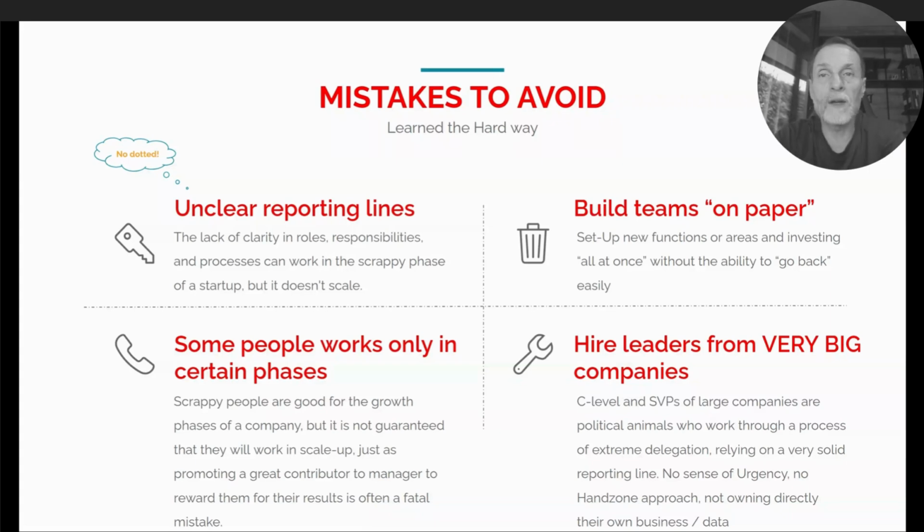Another mistake is hiring leaders from very big companies when you are not yet there, especially if there is a magnitude difference. I mean, if you are a $500 million company, you want to arrive at a billion, hiring a person that comes from a $2 billion company, it's okay. Hiring a person that comes from a $20 billion company, it's not. Especially because usually those people are political animals that rely strongly on their reporting line. And before hiring people of this kind, you need to understand whether your reporting line is strong or not.